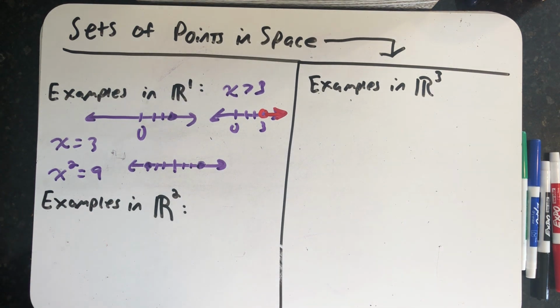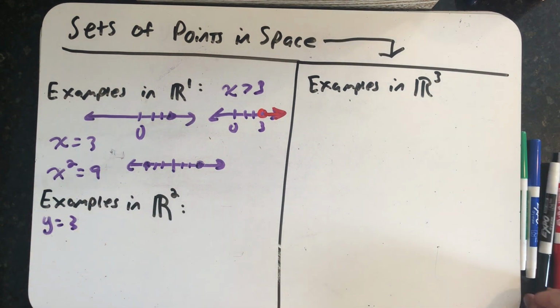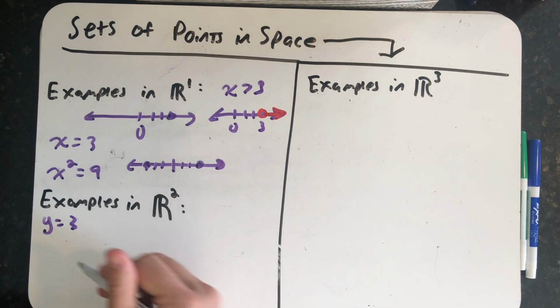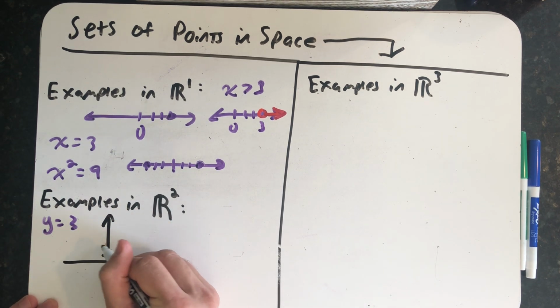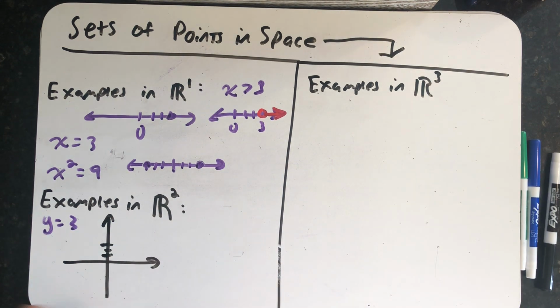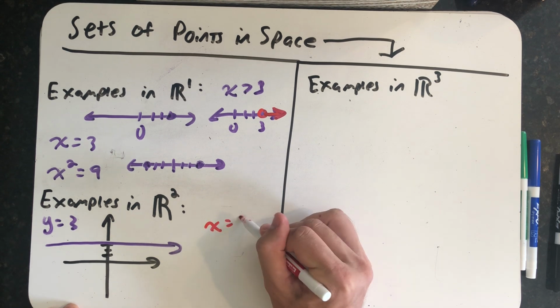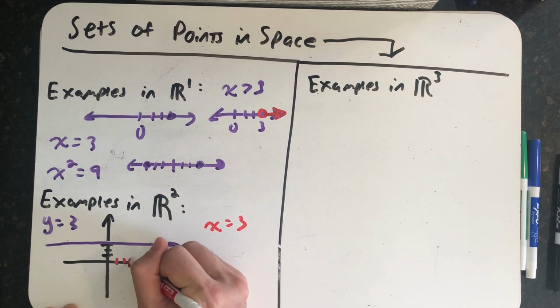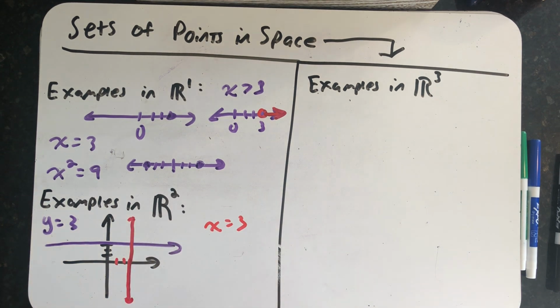So now let's think about examples in the plane. So let's think about the equation y equals 3. Well, those are all the ordered pairs in the plane where y is 3. Doesn't matter what x is, as long as y is 3, and so we get a horizontal line. And then maybe someone came along and said, let's talk about all the points where x is equal to 3. Well, wouldn't matter what y is as long as x was 3, and we'd get that nice happy vertical line.